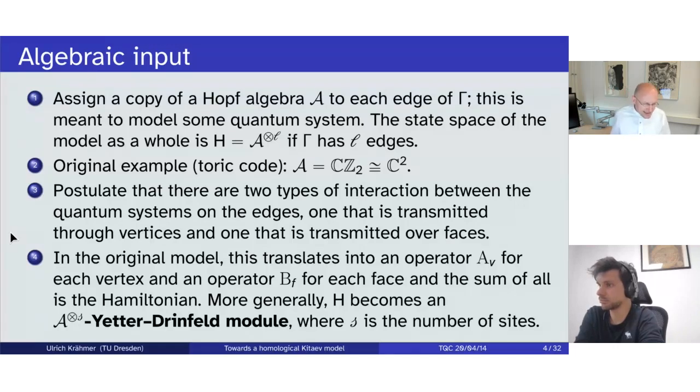So in other words, you get an A to the tensor S Yetter-Drinfeld module structure on H, where S is the number of sites, i.e. the number of vertices equal the number of faces. And then this is kind of the setup in which you study this model.